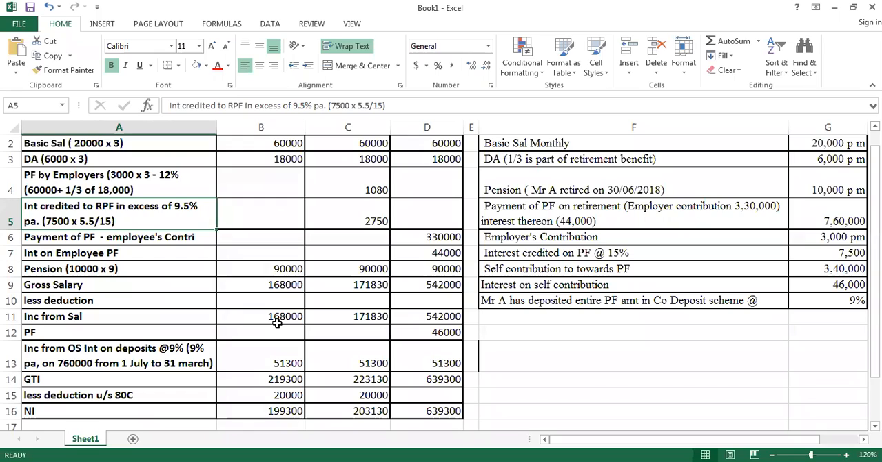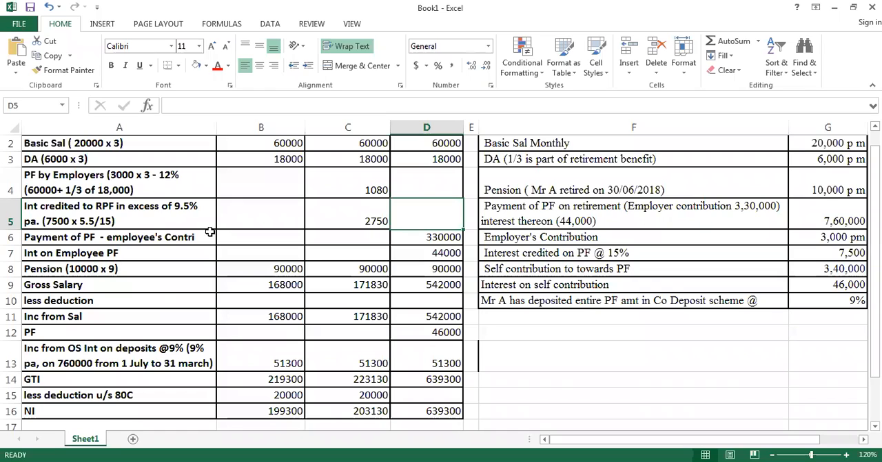Now, why did I take only these two values here? Why didn't I take the value here? Can anyone tell me? Sir, amount in recognized provident fund in excess of 9.5% per annum is taxable. But unrecognized provident fund, statutory provident fund and public provident fund are not taxable. They are fully exempted. That is the reason I have not put values in the other two columns. I have put values only under the recognized provident fund column.